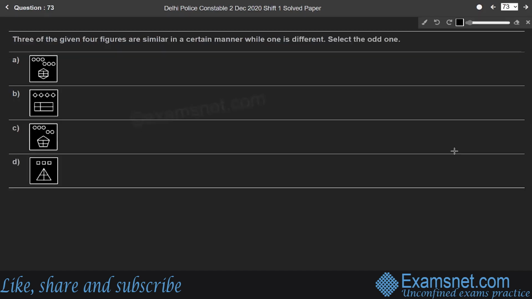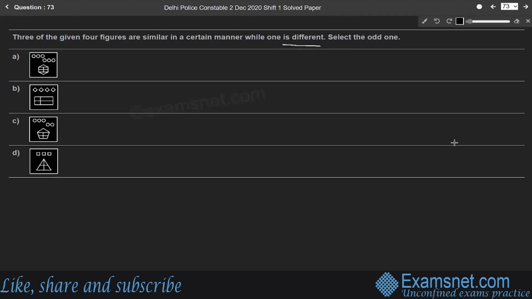Question 73. 3 of the given 4 figures are similar in a certain manner, while one is different. Select the odd one. So here are 4 figures as options A, B, C, D. So look at option A. So the hexagonal area is divided into 6 parts here. And there are 6 circular shapes.